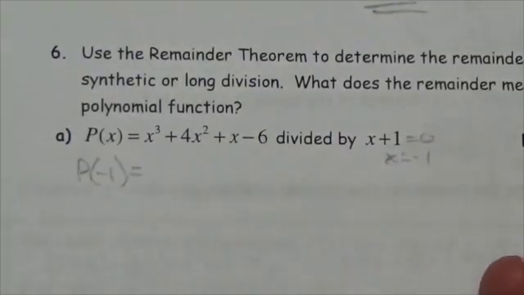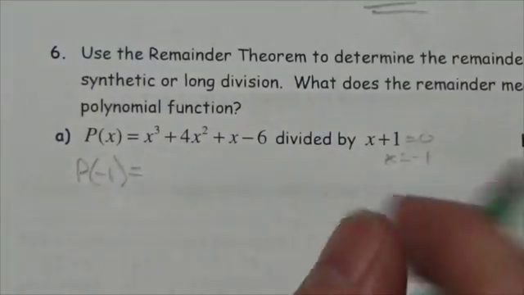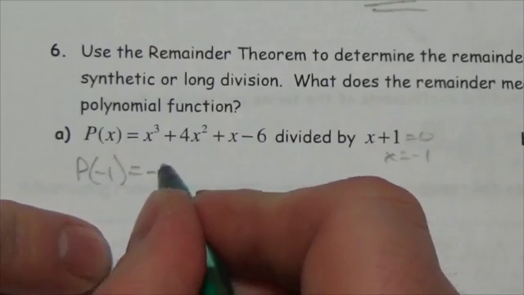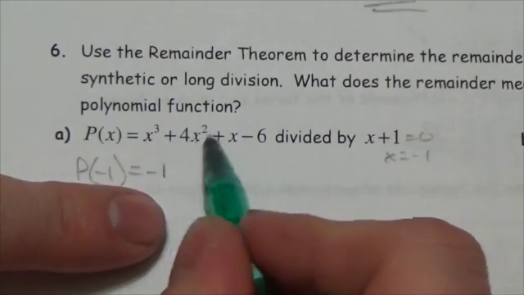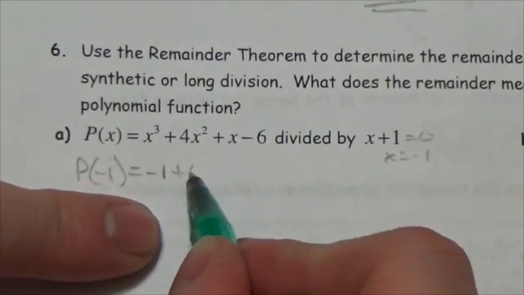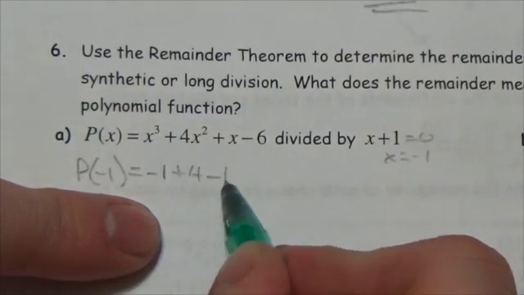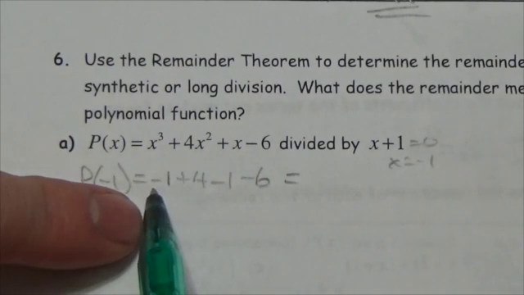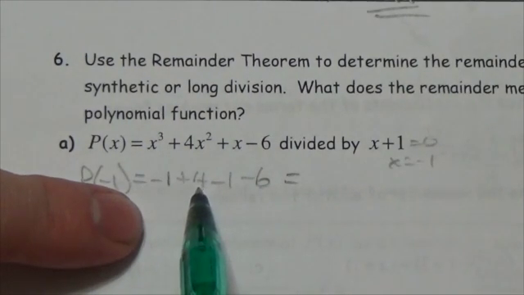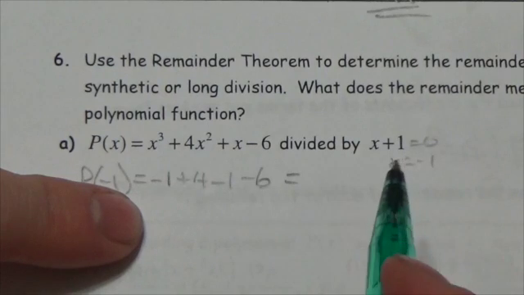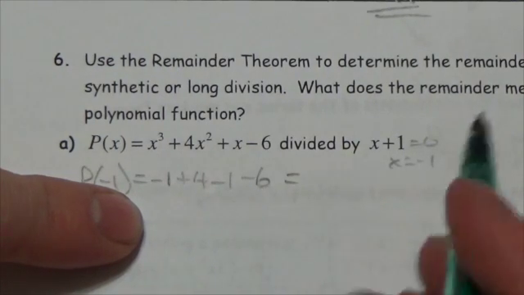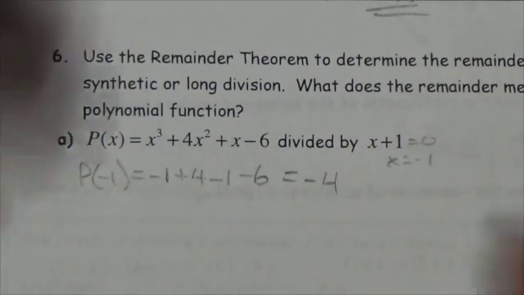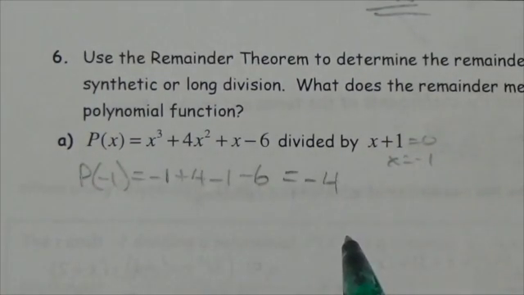Now, I can actually do this relatively quickly here because if I'm plugging in negative 1, it's pretty quick and easy. Negative 1 cubed is negative 1. Negative 1 squared is 1 times 4 is 4. Okay, well, negative 1 minus 6. And so what am I going to get here? I'm going to get negative 1 plus 4 is going to be 3. Minus 1 is going to be 2. Minus 6 is going to be negative 4. Okay, so there's my remainder.